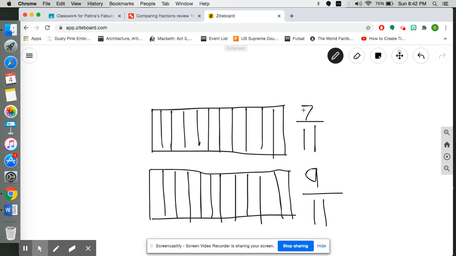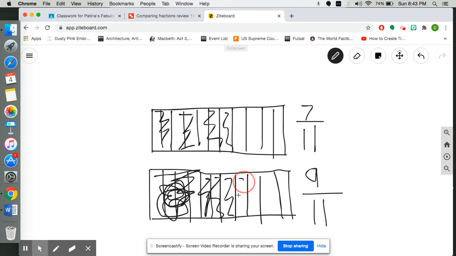So 7/11, that means I would shade 7 of these pieces. 1, 2, 3, 4, 5, 6, 7. And then 9/11 would mean I would shade 9 of those pieces. So I would shade 3 here. That's 4 pieces shaded. Very messy coloring. That's okay. There's 5. There's 6. There's 7. There's 8. And then there's 9. Obviously, 9/11 is going to be bigger because I get 2 more pieces of the candy bar here than I do with 7/11. So that would be my bigger fraction.